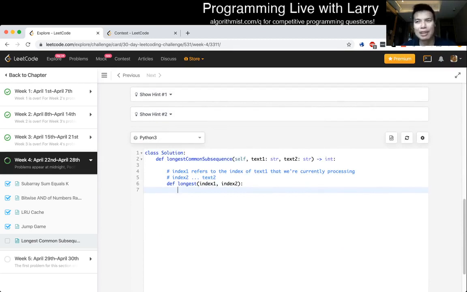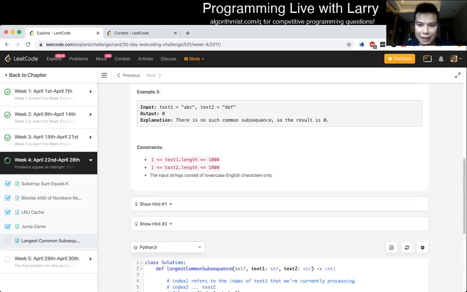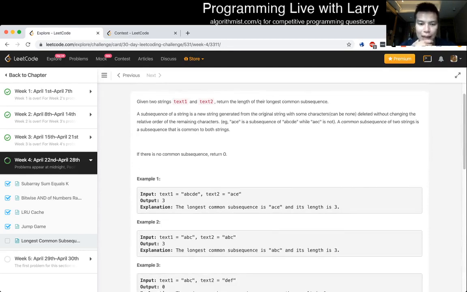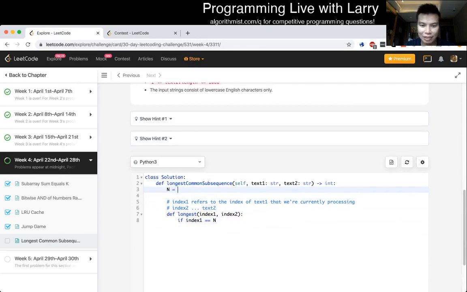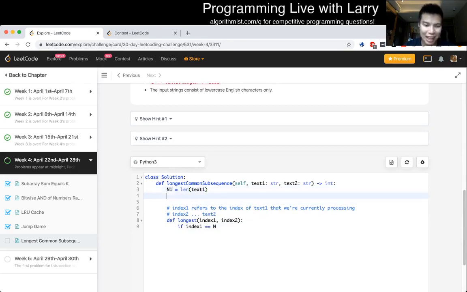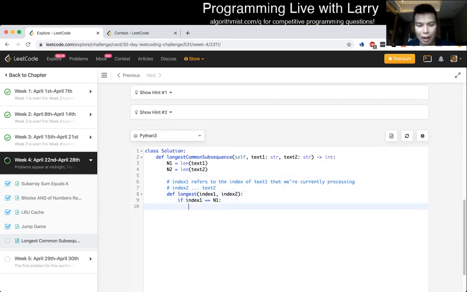Depending on how you feel about it, sometimes I write the base case first, sometimes I write the transitions first. Right now I'm going to think about the base case first. What is the base case? Well, let's also declare n1 as the length of text 1, and n2 as the length of text 2. I was going to use n and m, but maybe that's not super clear. It doesn't really matter either way. But for now, we have the 1 suffix and the 2 suffix.